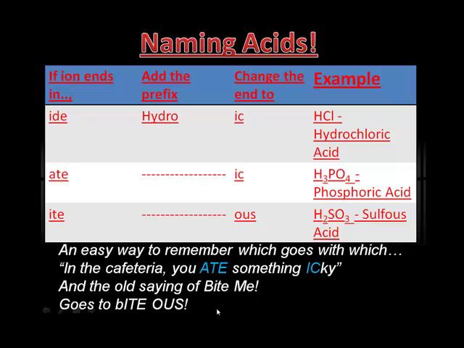Now we will give you chemical formulas and we will expect you to try to remember these. So just remember, in the cafeteria you ate something icky. ATE becomes IC. And bite me becomes bite us. ITE has an OUS ending. And if it's not one of those two, if it has an IDE, then you slap a hydro in front of it and IC.